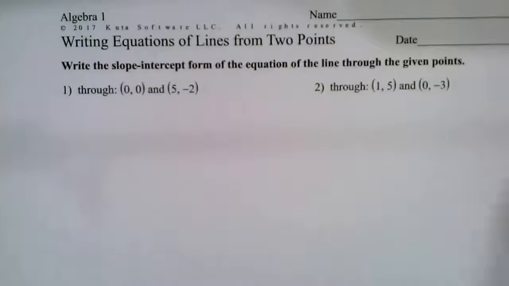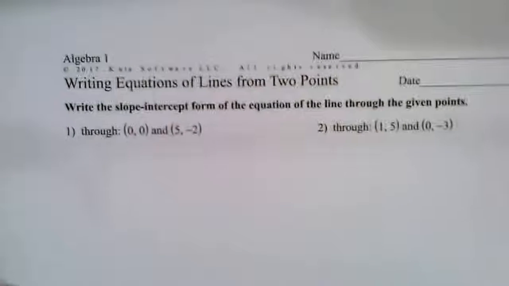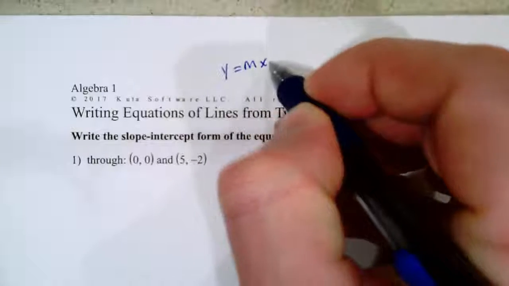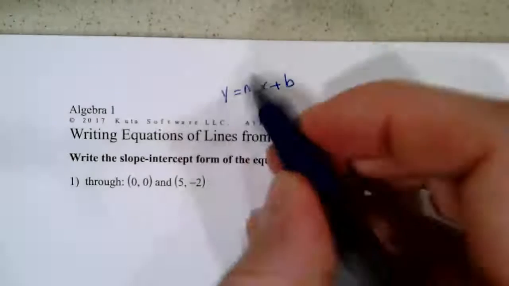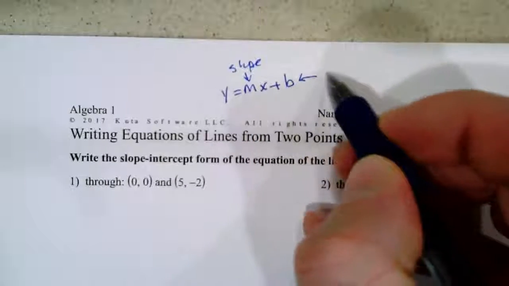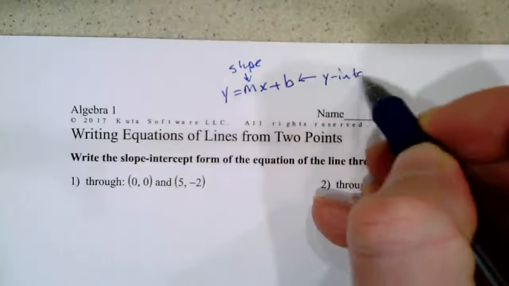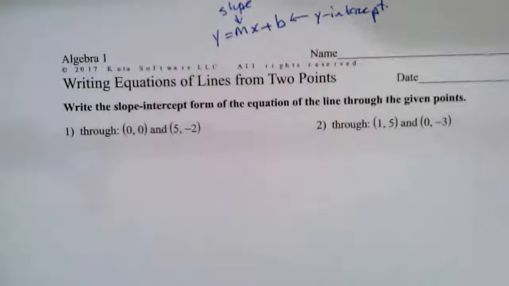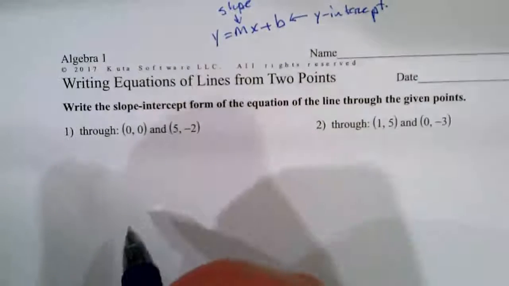In this video, we're going to be writing equations of lines from 2 points. So we're given 2 points. There's a line that passes through those 2 points. We have to write the equation of that line. Remember, it's y equals mx plus b is our equation, where the slope is m and b is the y-intercept. Okay. So first thing we have to do is find our slope.